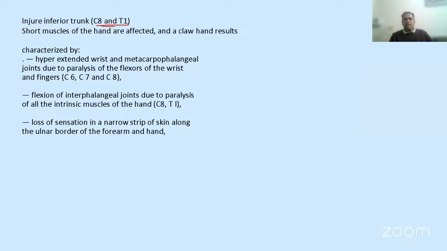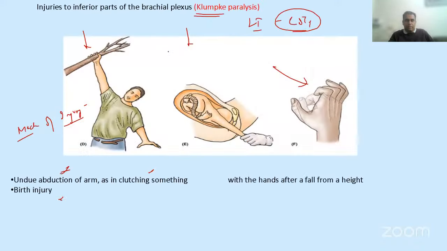It injures the inferior trunk, that is the lower trunk, as we are saying. There can be clawing of the hand. It is characterized by all these things that we have already seen in the clawing of the hand. These are one of the most frequently asked questions. Okay, so this was all about the brachial plexus. I hope you understand this part.